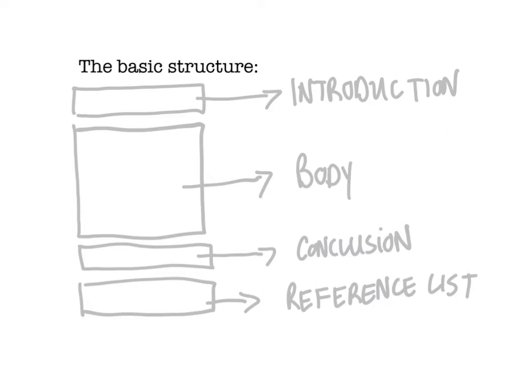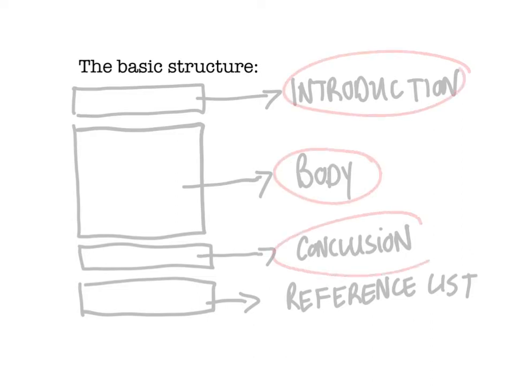The basic structure of any piece of academic writing is the following: an introduction at the start, followed by the body of the text, then a conclusion, and finally a reference list. Although referencing styles might be different, these elements are always present, and the first three elements are always present in this particular order. Let's now look at each constituent part.